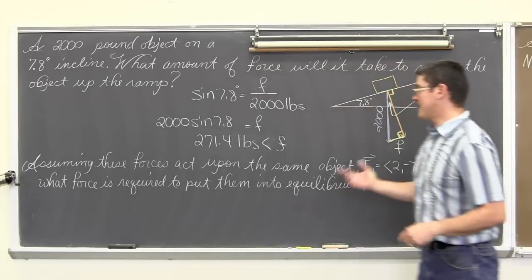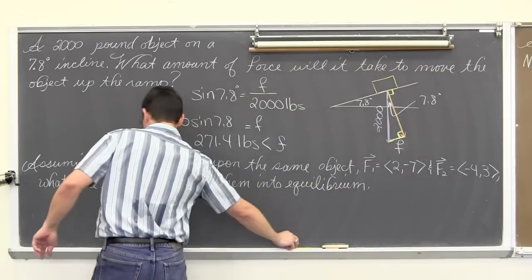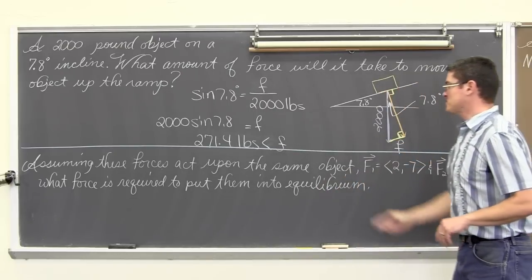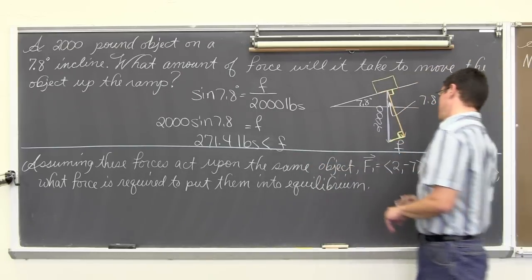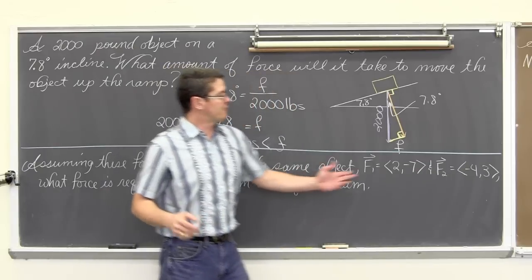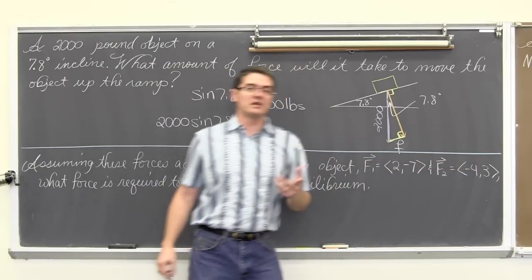Assuming these forces act, this is another question by the way. Assuming these forces act upon the same object, force being, here's force vector 1, 2, comma, -7. And force vector 2 is negative 4, 3.